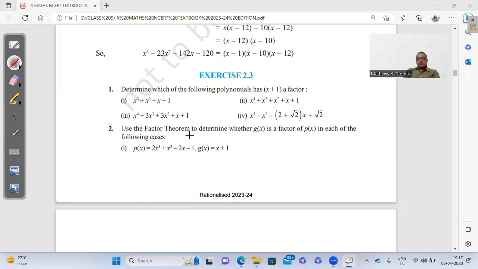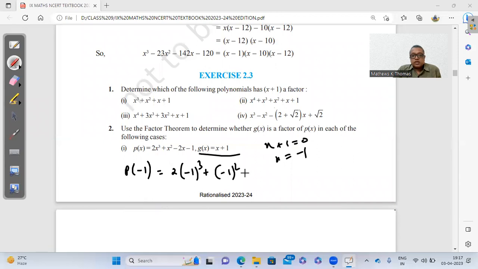Then same, using factor theorem, find out whether gx is a factor of px. So gx is x plus 1. So x value is going to be -1. And put the value here, we get x as -1. Let's see whether it's coming 0 or not. So 2 into -1 cube plus -1 square minus 2 into -1 -1.